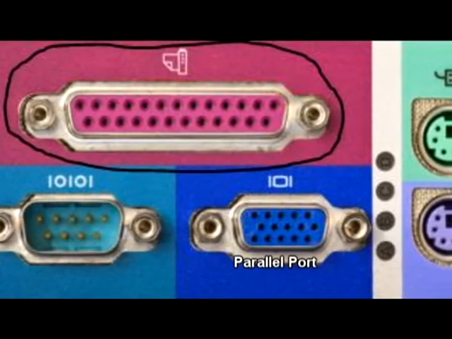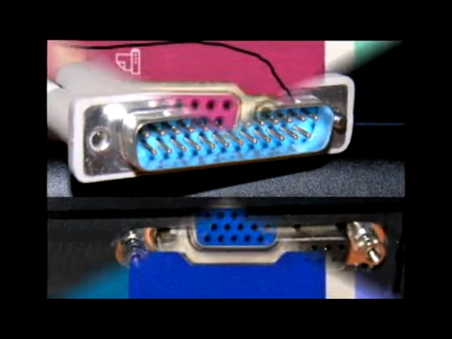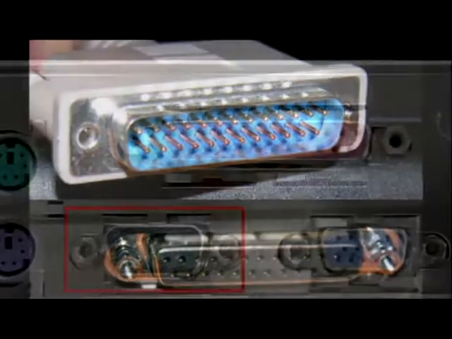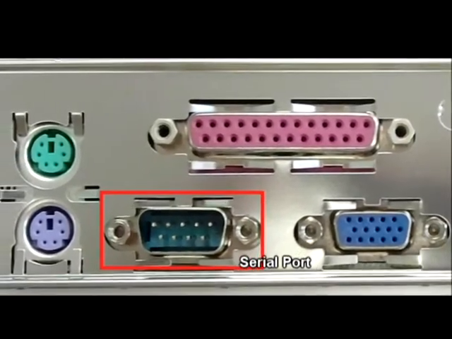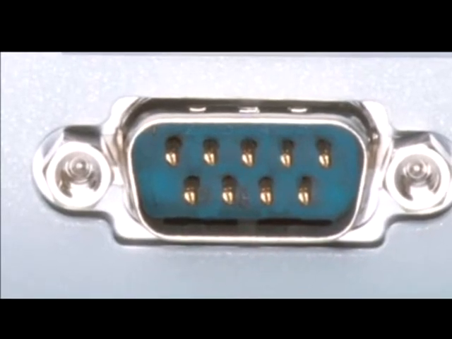Parallel port is a 25-pin D-shaped female port used to attach a printer and scanner. Serial port is the 9-pin male port used to connect older serial devices such as external modems.